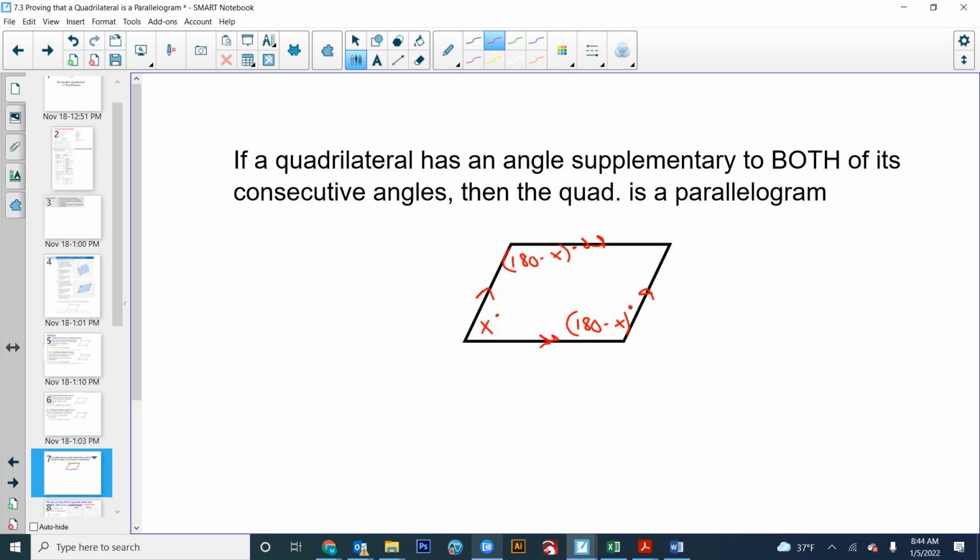What's the name of the... It's kind of a long one. It's one angle supplementary to both consecutive angles. One angle supplementary to both consecutive angles.